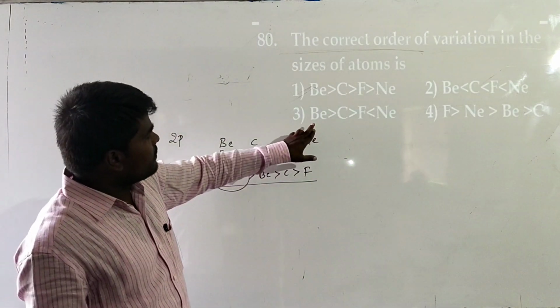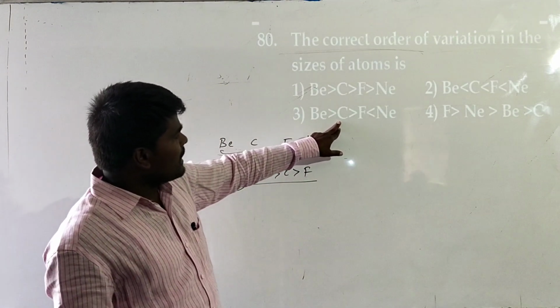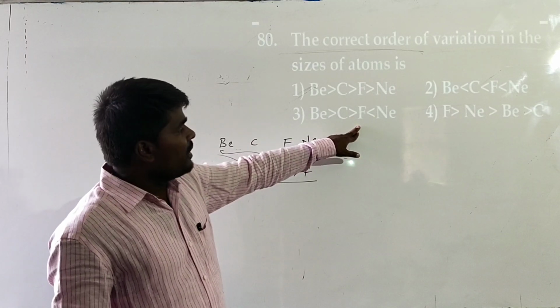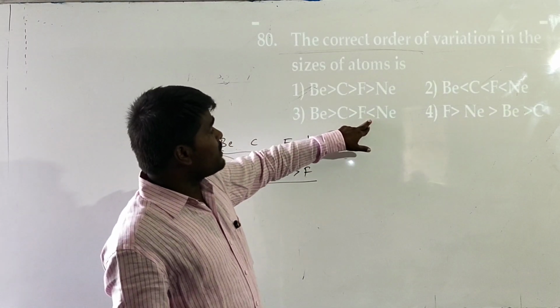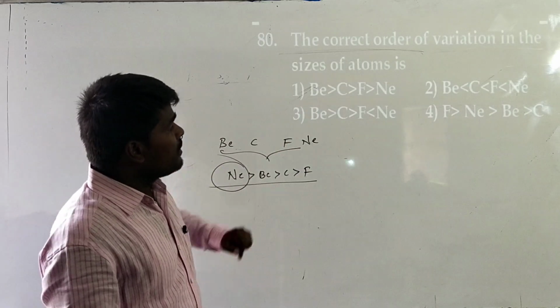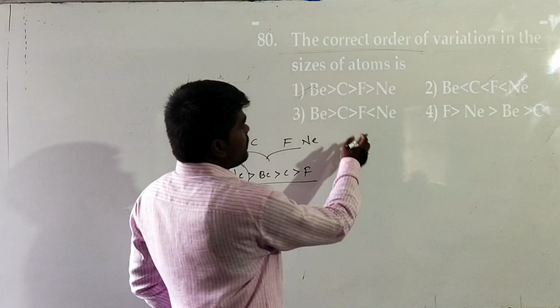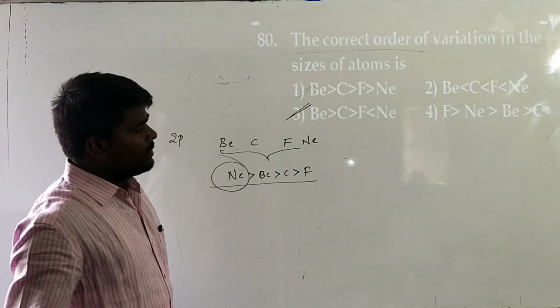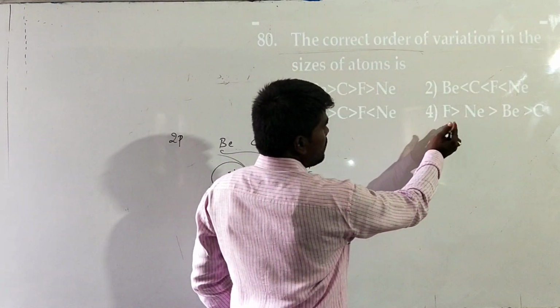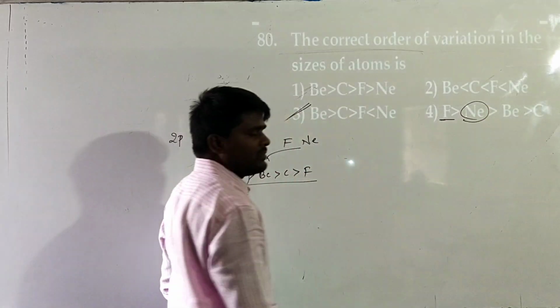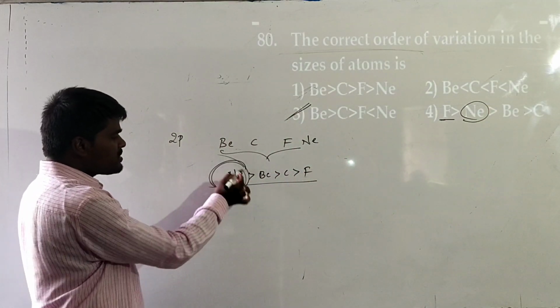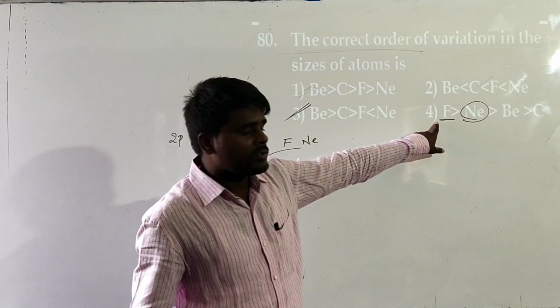And if you look here, beryllium is greater than carbon, which is greater than fluorine, and neon is also greater than fluorine. This will be your correct option. Why? If you look at the fourth option, fluorine is greater than neon. Actually, the second largest is neon. So you can also remove the fourth option.